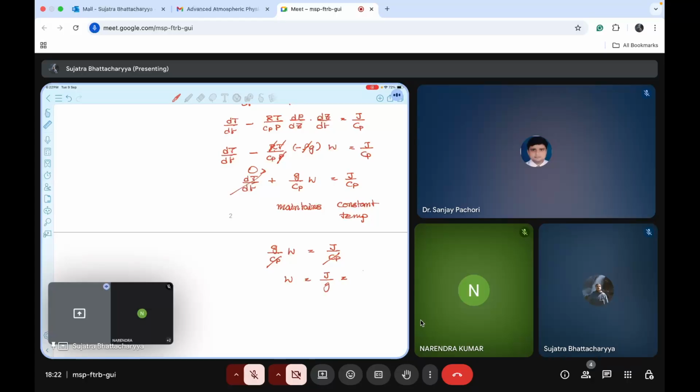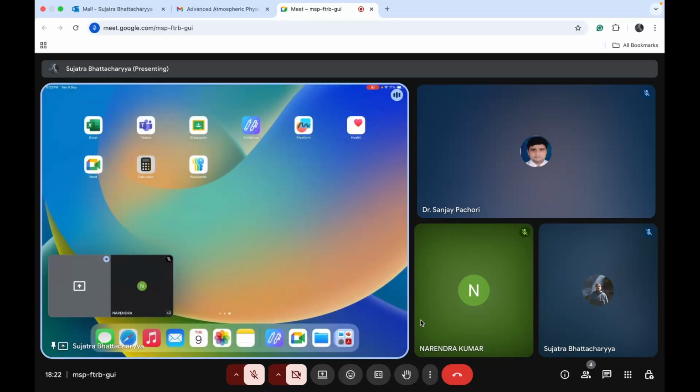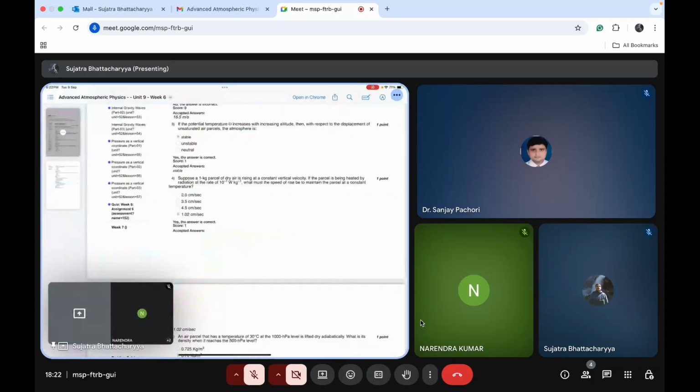G you can take as 10 meter per second square for simplicity. So you get 10 to the power minus 2, roughly 1 centimeter per second. If you take 9.81, it comes out to be about 1.02 centimeter per second. So this is how you should approach this particular question. Let's go to that again and see. So it's 1.02 centimeter per second. So you understand how we proceed.